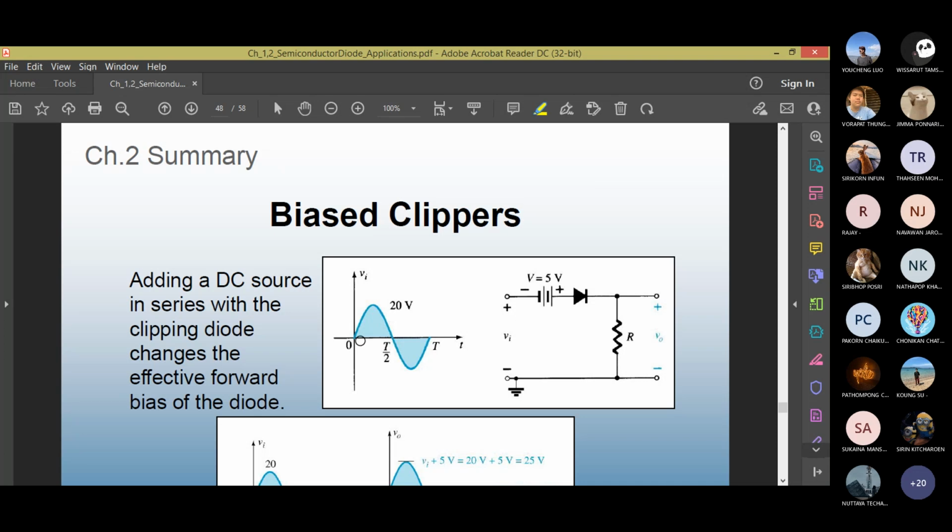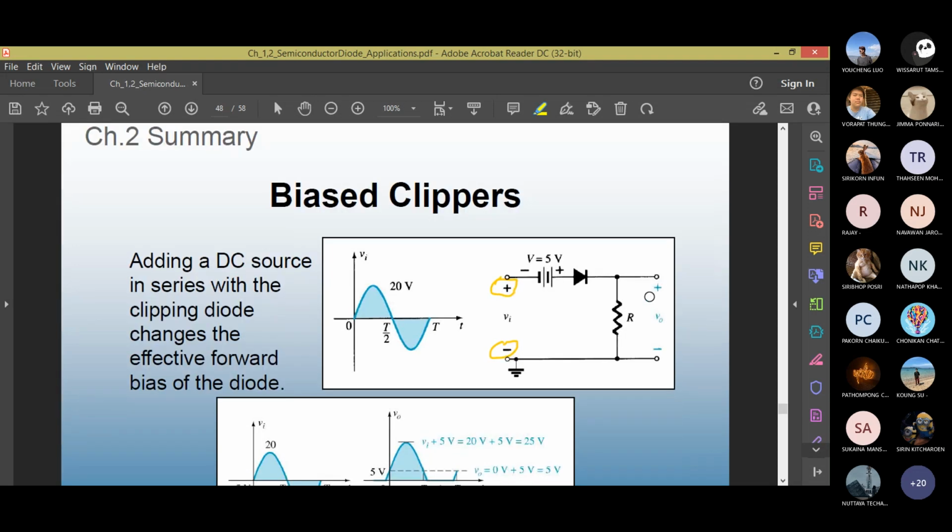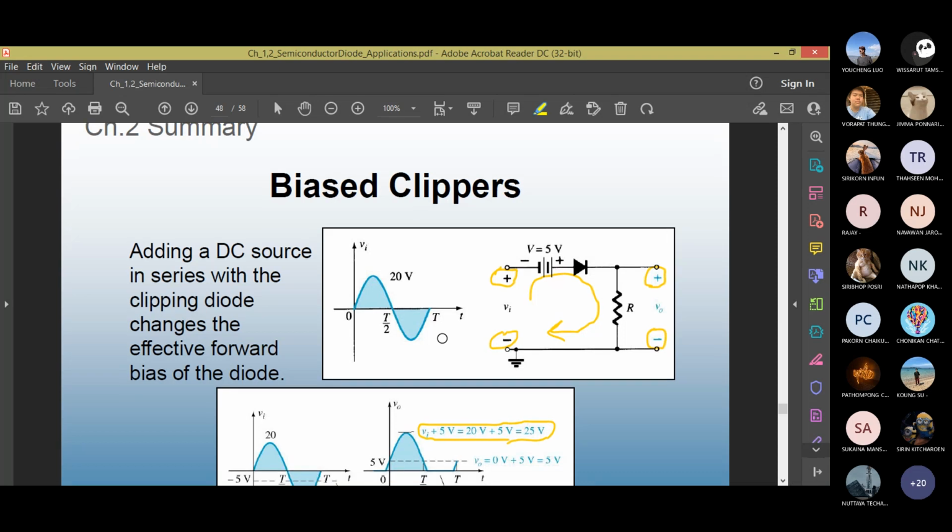See the input peak, 20 volt peak positive and 20 volt negative. When the input voltage is plus 20 volt, and this is an ideal diode, what is the output voltage V out? 25 volts. You can see the loop. Vi plus 5 minus V out equals 0. Therefore, V out is Vi plus 5. As you can see, it's already written, 25 volt output.